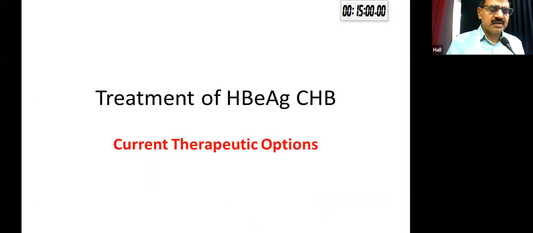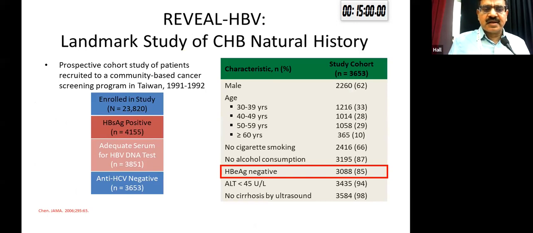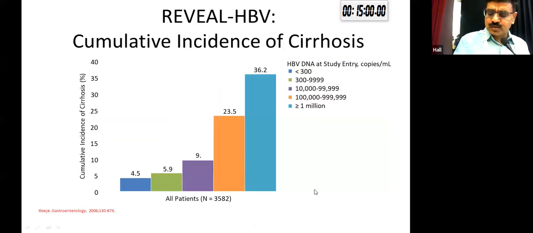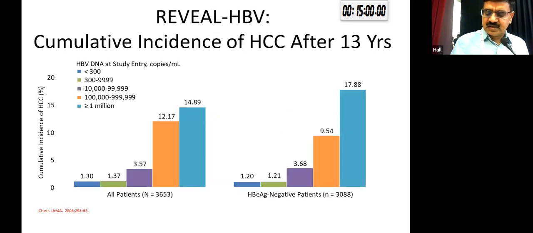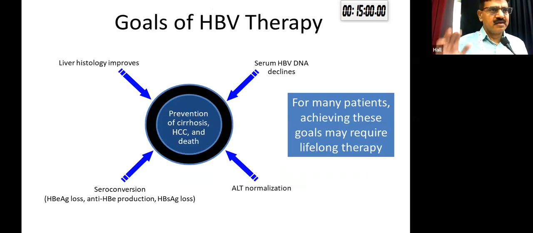What do you treat them with? The therapeutic options currently available with us are targeted against the hepatitis B virus level, based on the landmark REVEAL study, where most of the patients were E negative, and it showed that it is the baseline viral DNA which determines the ultimate course of the disease. So the higher the DNA, the higher the risk of cirrhosis, and the higher the risk of HCC. So if you target the HBV DNA and bring it lower, you can reduce the inflammation in the liver, you can reduce the ALT level, and so you can prevent the occurrence of cirrhosis, carcinoma, and ultimately mortality.